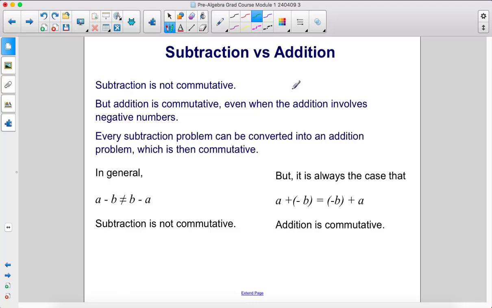Subtraction is not commutative, but addition is, even when the addition involves negative numbers. Every subtraction problem can be converted into an addition problem, which is then commutative. In general, a minus b does not equal b minus a. However, it is always the case that a plus negative b equals negative b plus a. Addition is commutative.